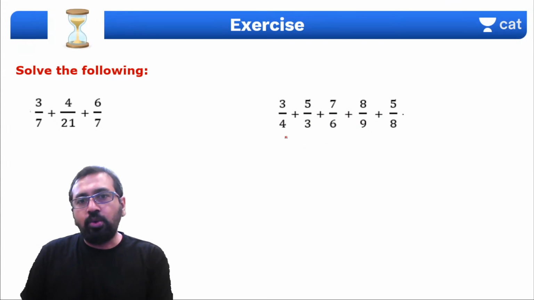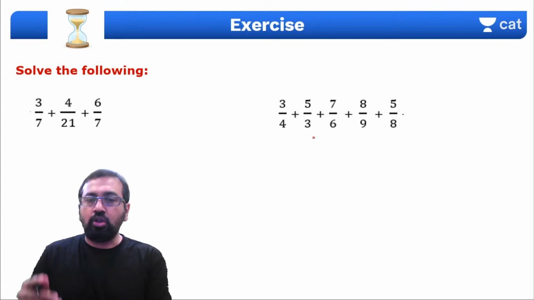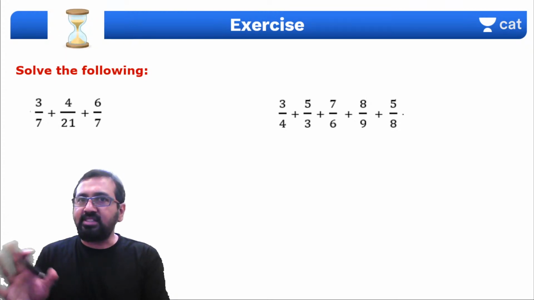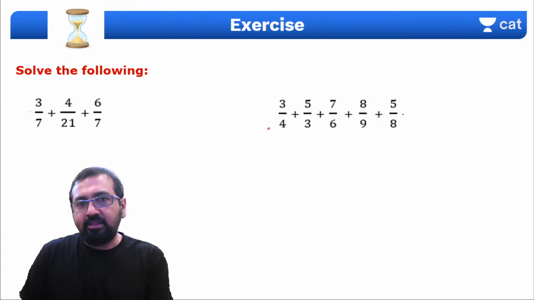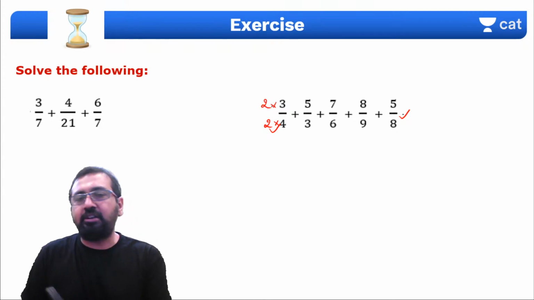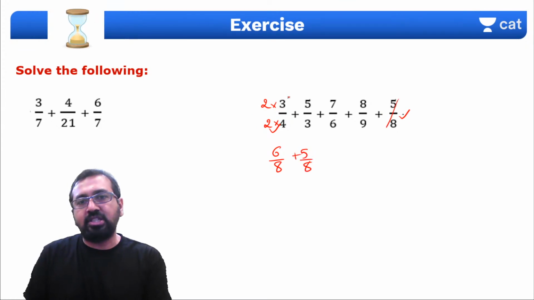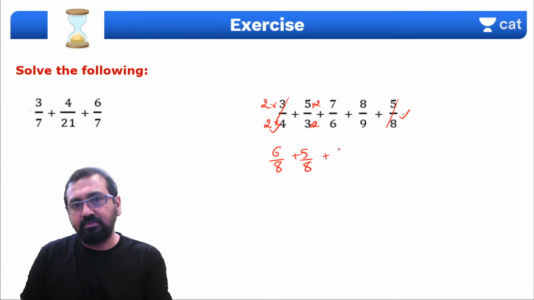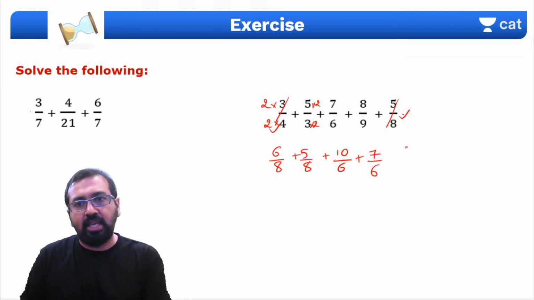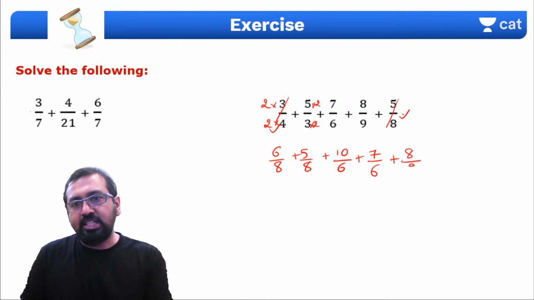Okay, so coming back to the question, in case you are not able to do it so quickly, what you can do is try to club the fractions where the denominators are almost similar. For example, if I look at 3 by 4 and 5 by 8, I can multiply both the numerator and denominator of 3 by 4 by 2. So this fraction will become 6 by 8, and I can club it with 5 by 8. So these two fractions are taken care of. In the same way I can multiply this one by 2, both numerator and denominator. So this will be 10 by 6 and this will be 7 by 6. I'm just rearranging the fractions, and I'll keep this 8 by 9 as it is for the time being.